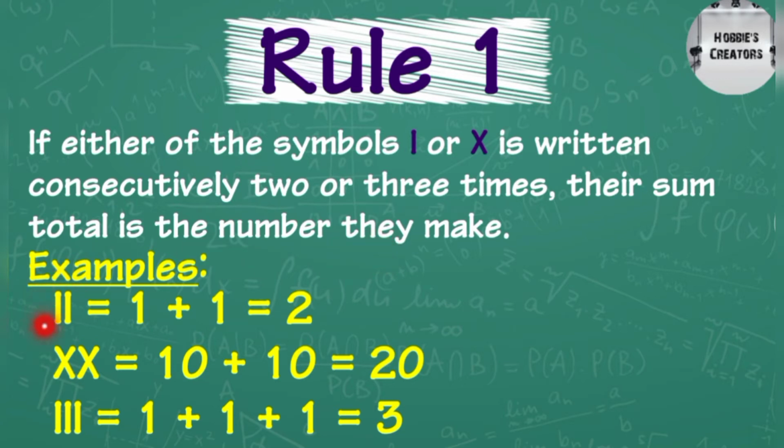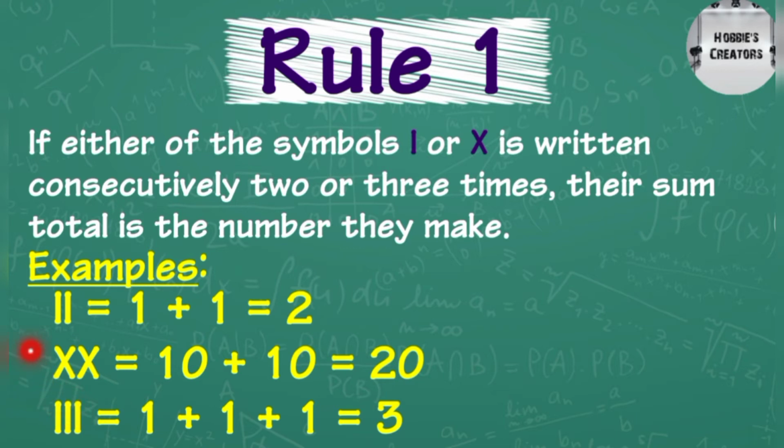See, I have used two I's. In the first example, I and I. The value for I is 1. So 1 plus 1 is equal to 2, right? So the Roman numeral for the number 2 is I and I. Next you can see the third example here. What is given here? 3 I's. We know the value of I is 1, so 1 plus 1 plus 1 is 3. So the Roman numeral for the number 3 is 3 I's.